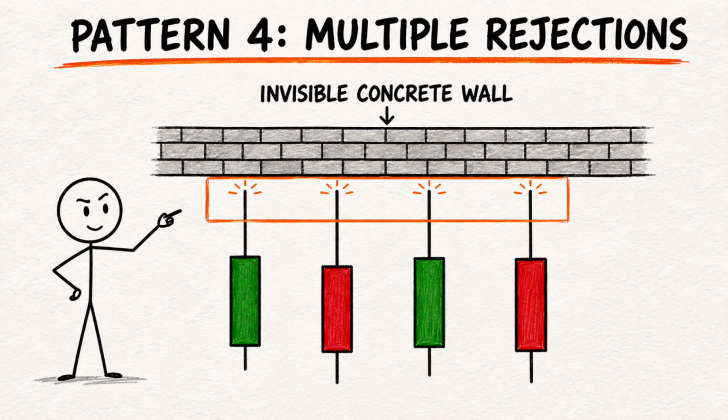Pattern number 4, multiple candle rejections. Have you ever seen a resistance or support line where the price hits repeatedly but just cannot break through? This is not just a random chart pattern. It is an invisible concrete wall built in the market.